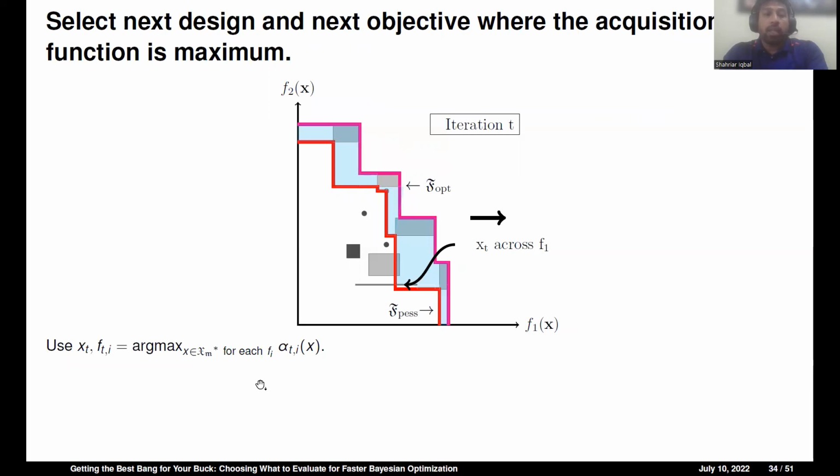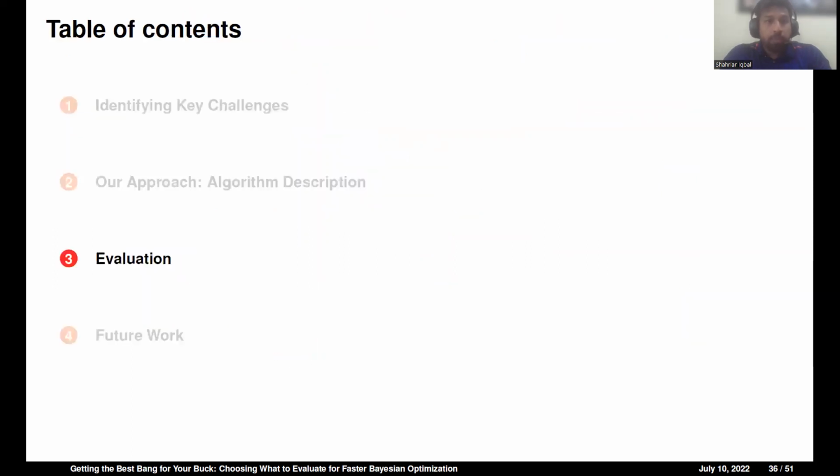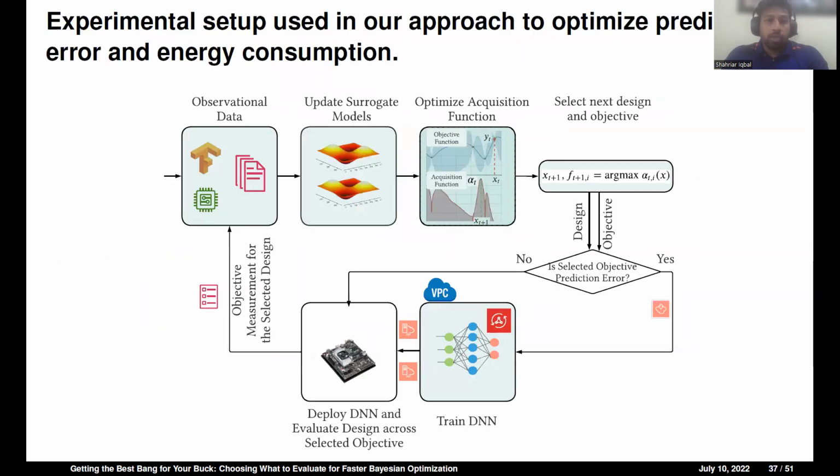So we find the one that has the maximum change of volume as the next design and also the next objective for evaluation. That's how we decouple them. So we repeat the iterative optimization process until the total budget is exhausted or the change of the volume of the Pareto region becomes 0. As an evaluation, we use this experimental setup.